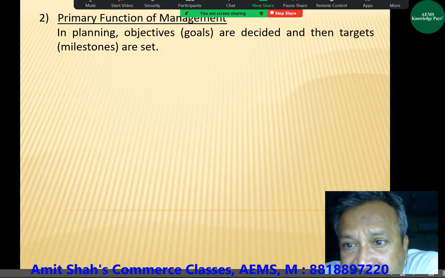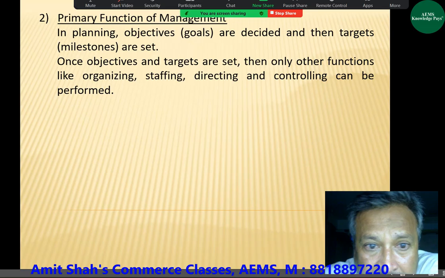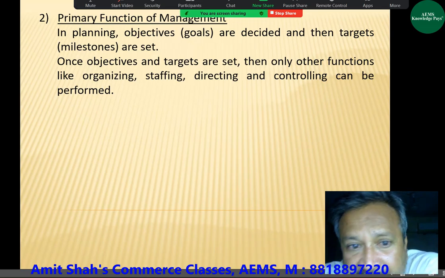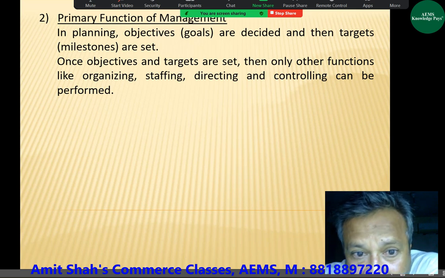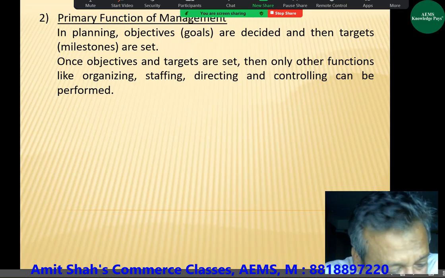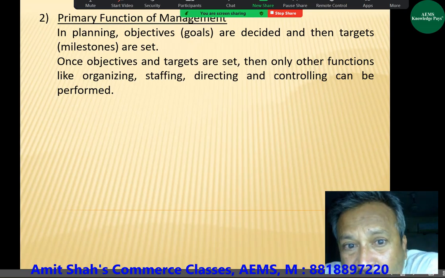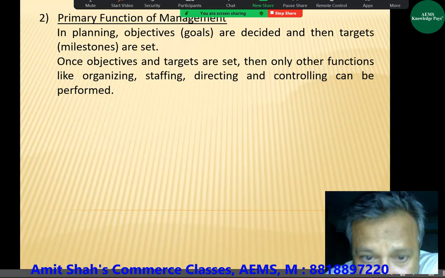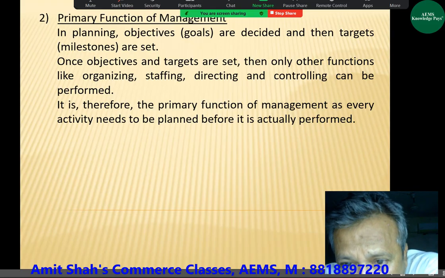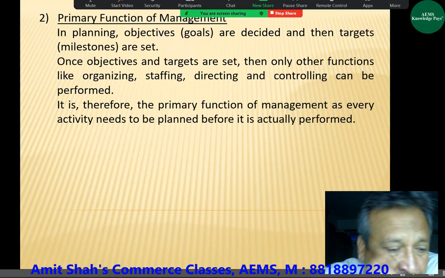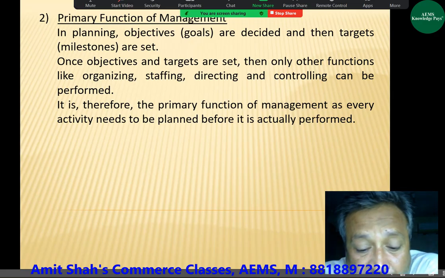In planning, objectives are decided and then targets are set. Once objectives and targets are set, then only other functions like organizing, staffing, directing, and controlling can be performed. You all know we have already discussed these functions of management in brief. So I believe you now understand that without planning, you cannot go for organizing, staffing, directing, and controlling. It is therefore the primary function of management, as every activity needs to be planned before it is actually performed. If you just start performing something without making any plan, you may not reach the destination where you want to reach.